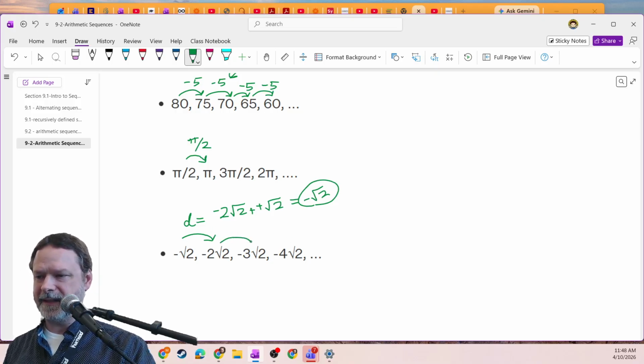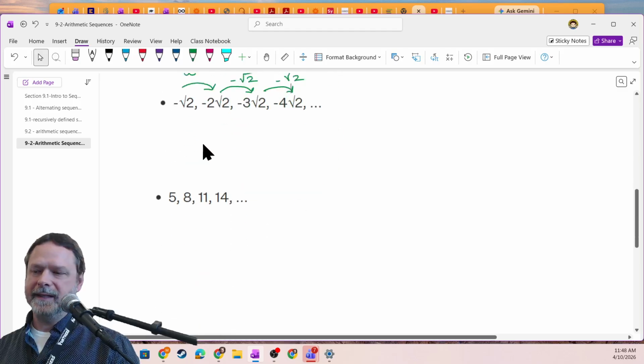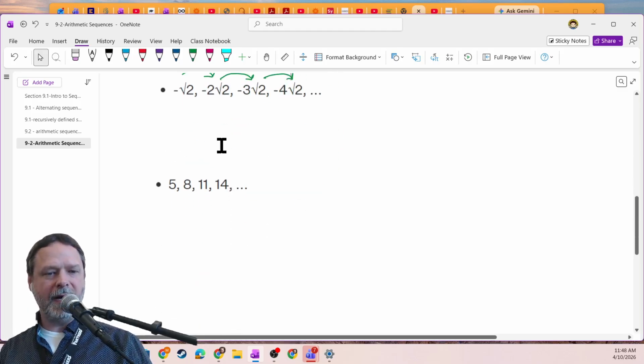So from here to here, negative 3 root 2 minus negative 2 root 2 is negative root 2, and so forth. And then here, negative 3 root 2 to negative 4 root 2. Again, we're adding negative root 2. Okay, so there's enough examples. Now let's go ahead and find an explicit formula.